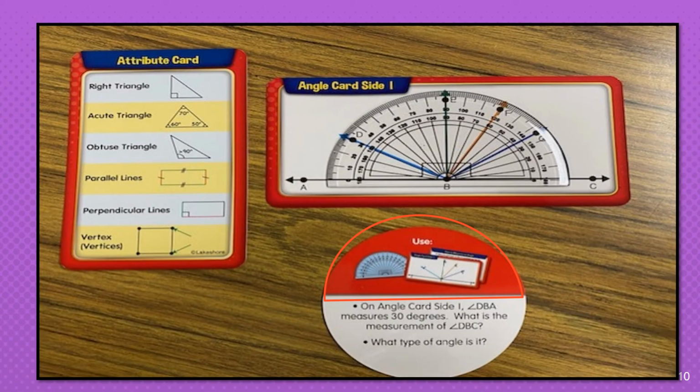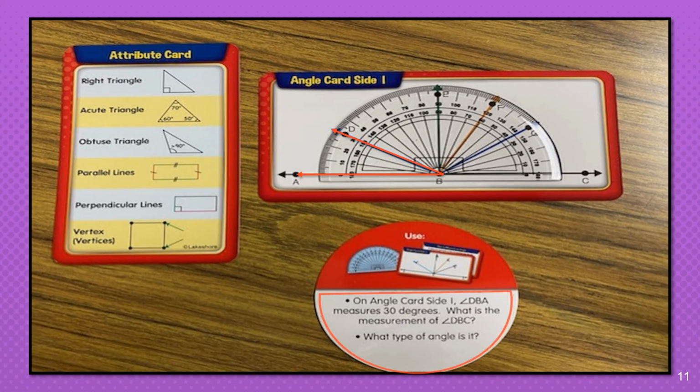For the next activity, it says to use the protractor, attribute card, and angle card. The instruction says to look on the angle card side 1 and find the angle DBA. The angle DBA measures 30 degrees. You can check using the protractor.